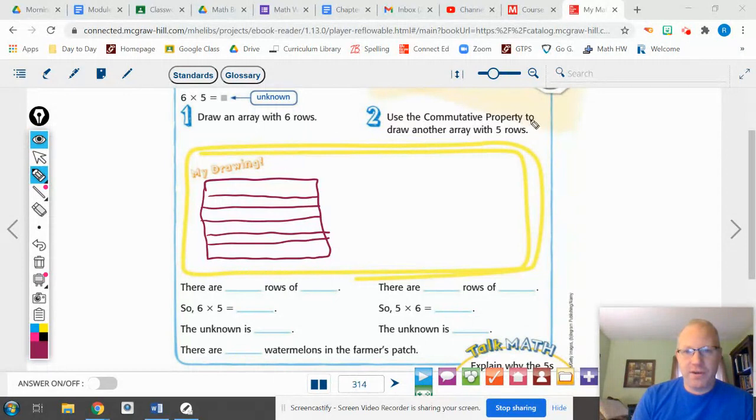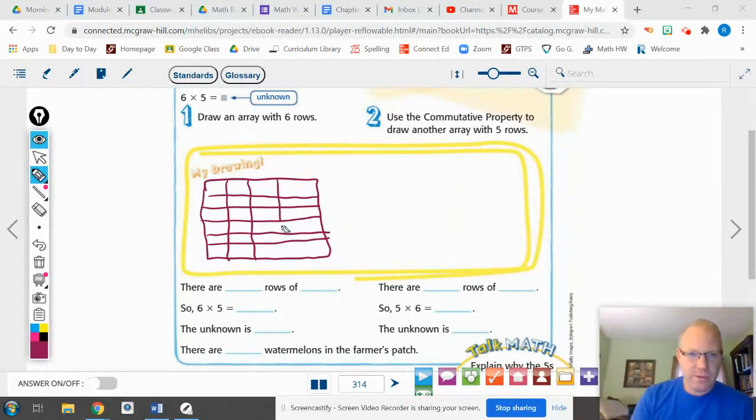Now use the commutative property to draw another array with 5 rows. First things first, we have 6 times 5. They didn't tell us to draw 5 columns, but we need to. So we have 6 rows of 5, so we need 4 cuts down. 1, 2, 3, 4.